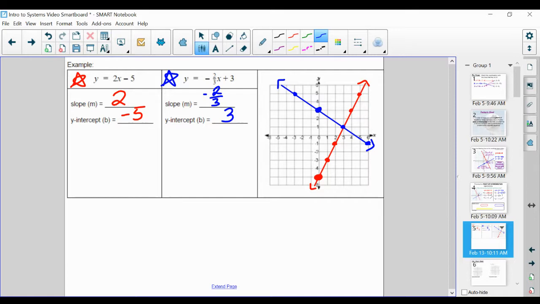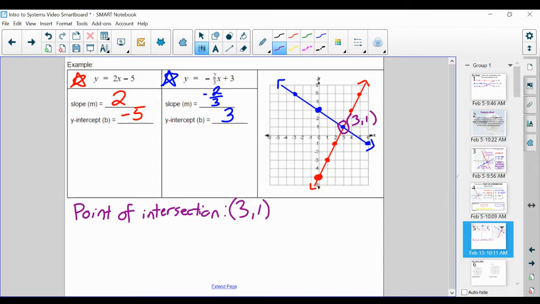So what is going to be the point of intersection? Where is it where these 2 lines meet and hit? Where is that point of intersection? Well, looking at it, it looks like it's going to be 3, 1. So I'm going to write our point of intersection is 3, 1.